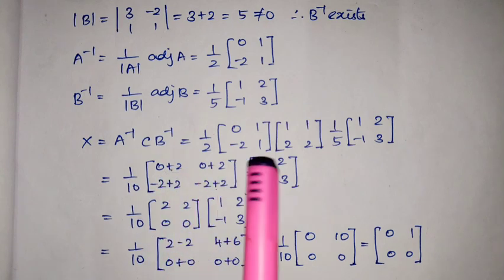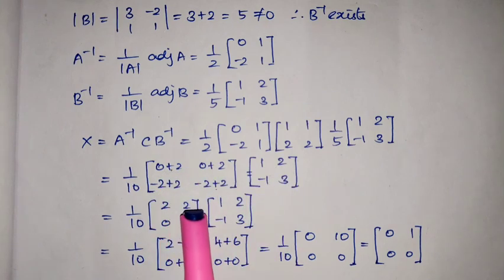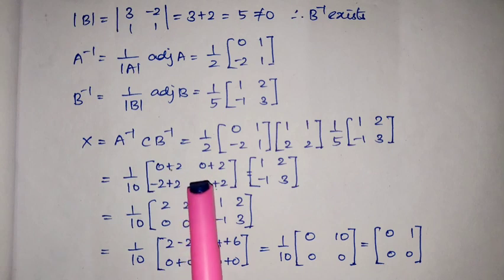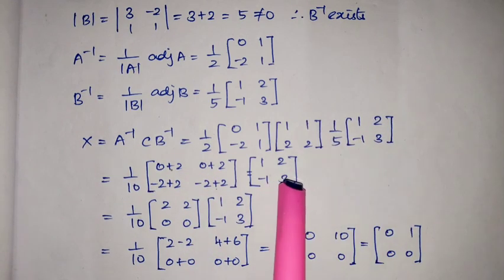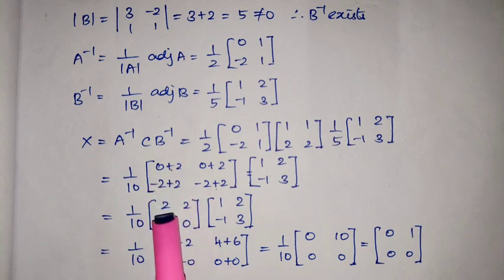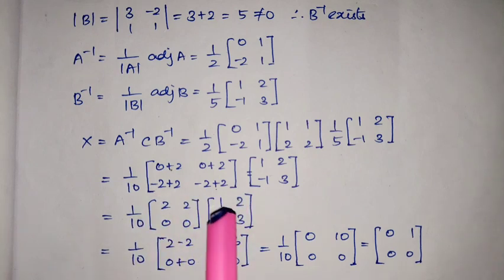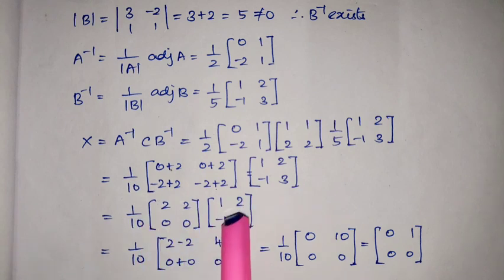So this is the matrix we have got, and this B inverse part is also written here. Now we have to add it, which is 2. This is 0 and this is also 0. Now we have to find the product of these two matrices. So 2 into 1 is 2. 2 into minus 1 is minus 2. 2 into 2 is 4. 2 into 3 is plus 6. 0 means all is 0. So here also all are 0.